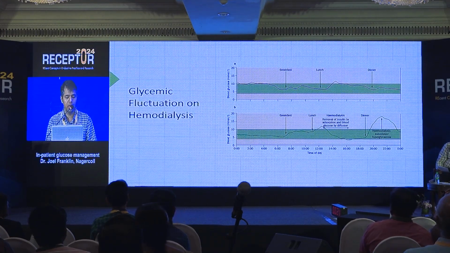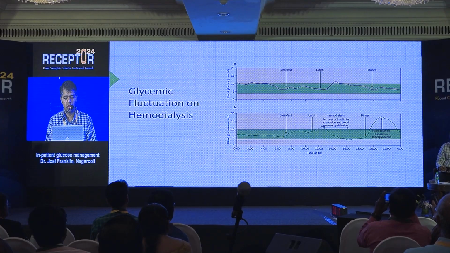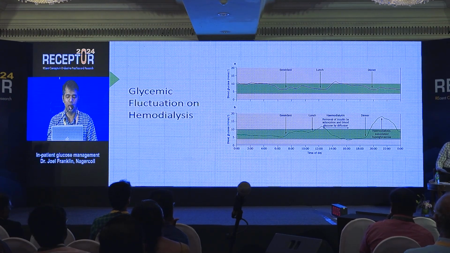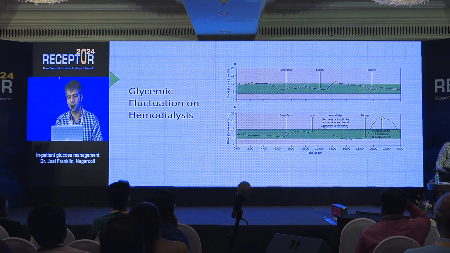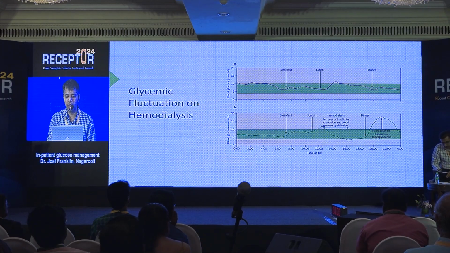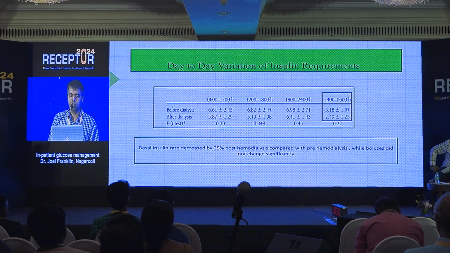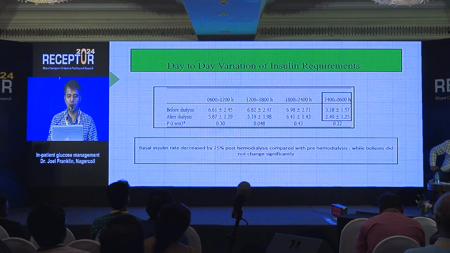So moving on to renal failure patients. In this patient, the hemodialysis was planned after lunch. During dialysis there is removal of insulin by absorption, and blood glucose also decreases by means of diffusion. Post dialysis there will be a compensatory increase in hyperglycemia due to increased release of counter-regulatory hormones. And the day-to-day variation of insulin requirements is like this for routine patients.